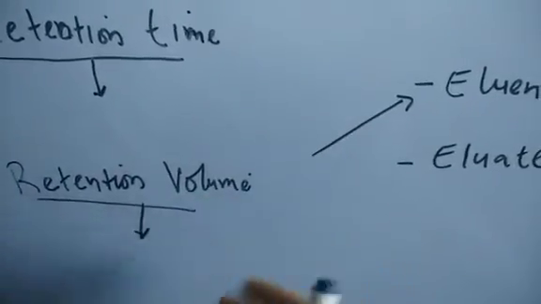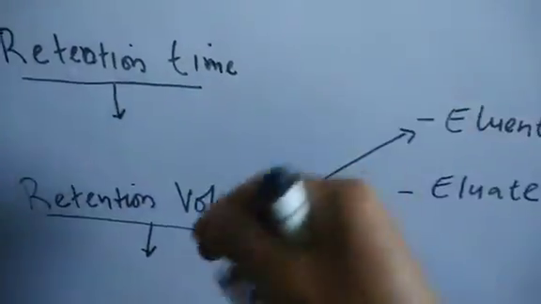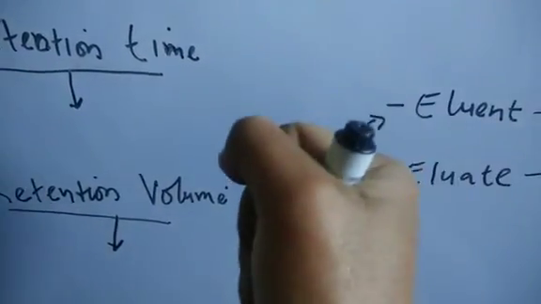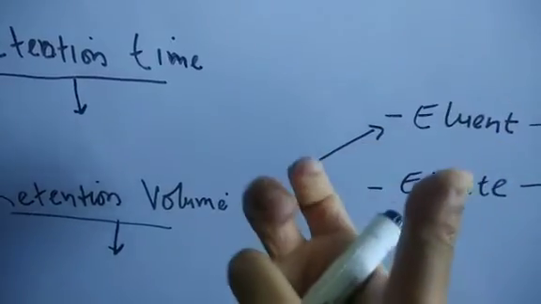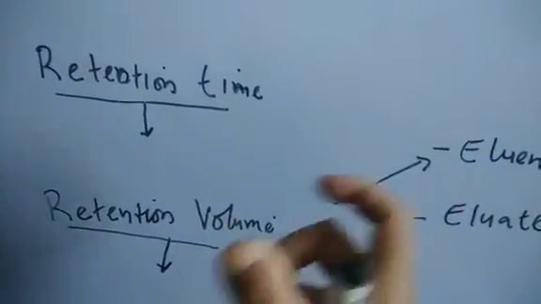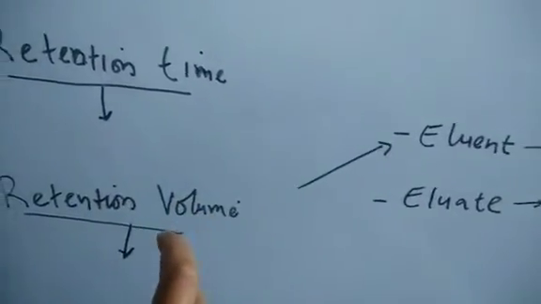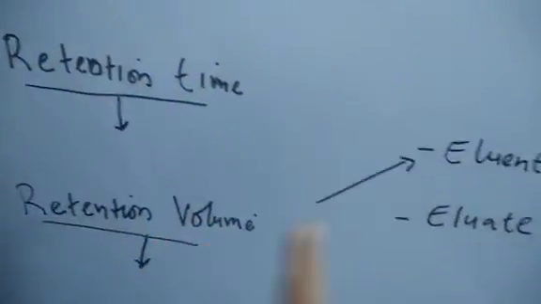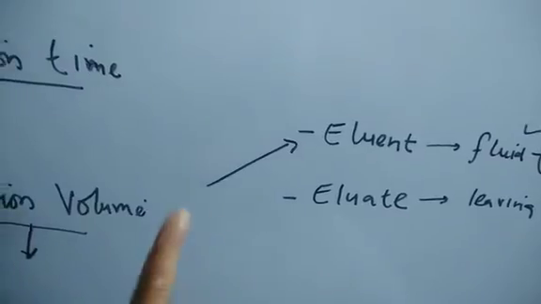So that means retention volume is for different components. किसी को ज़्यादा लग जाएगा जिसकी interaction जो column में ज़्यादा time stay करेगा, that means obviously you require more amount of solvent, more amount of eluent to make this component to come out. So that means it has more retention volume. That means that has more retention time. So this is another terminology, retention volume, retention time.